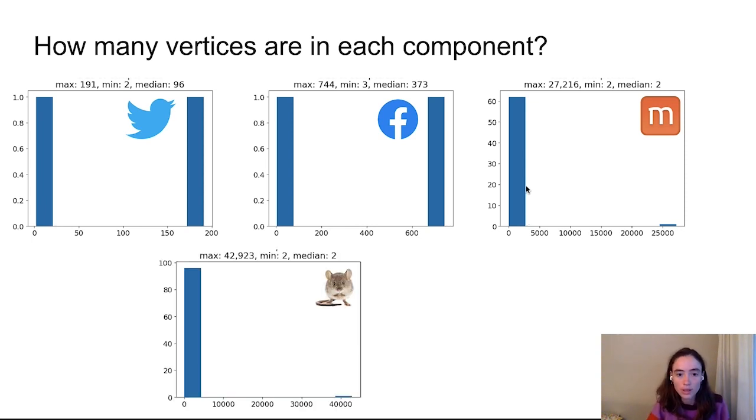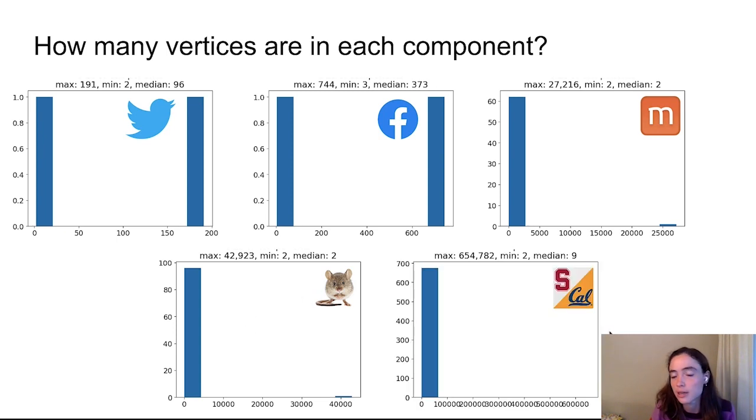And when we look at both the mouse distribution and the Stanford Berkeley distribution, they follow kind of the same pattern as the Movielens distribution. So they also have one really big component. We can see the sizes. They contain almost all the vertices, 42,000 for mouse and 654,000 for the Stanford Berkeley dataset in the largest component. But then we have all the rest of the components that are very small. So kind of like sparse, almost at the edges, only a few vertices together.